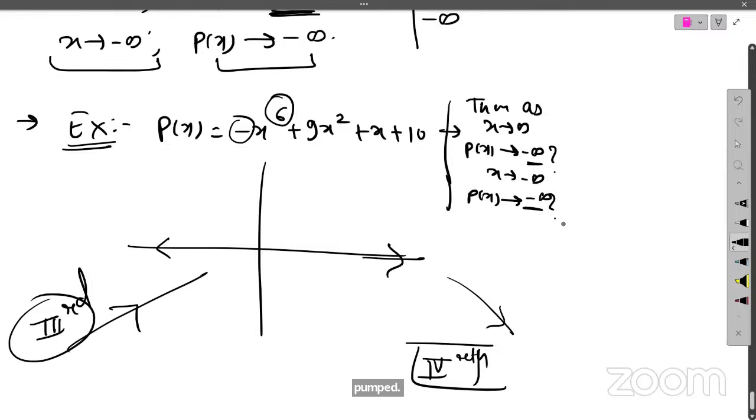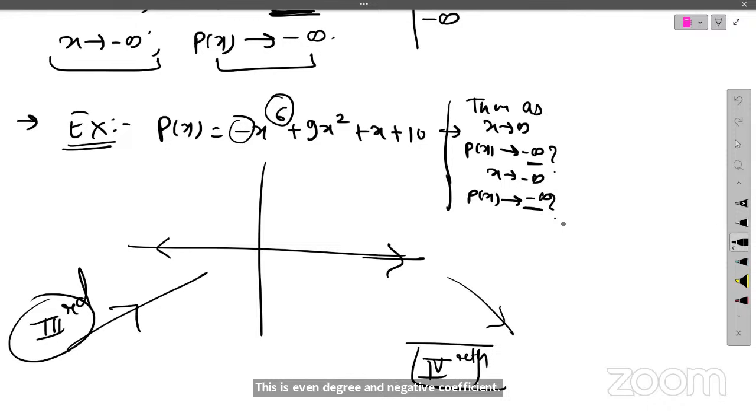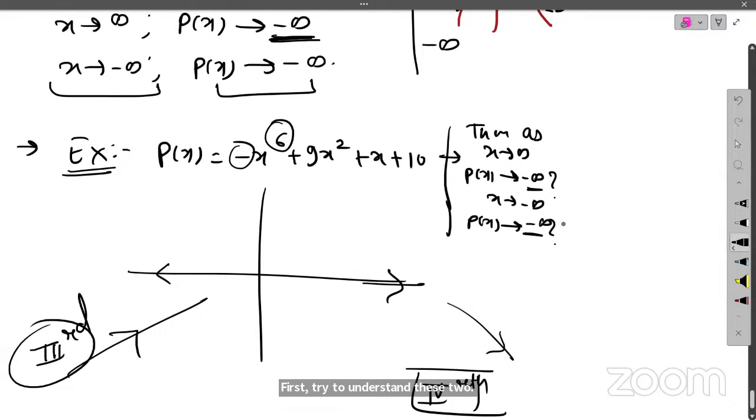What about odd and negative? I'll come to that. First, try to understand these two. Is that fine? Any doubt? Yeah, ma'am. Just wait, one by one.